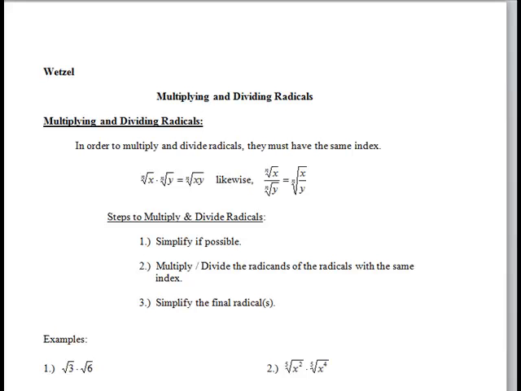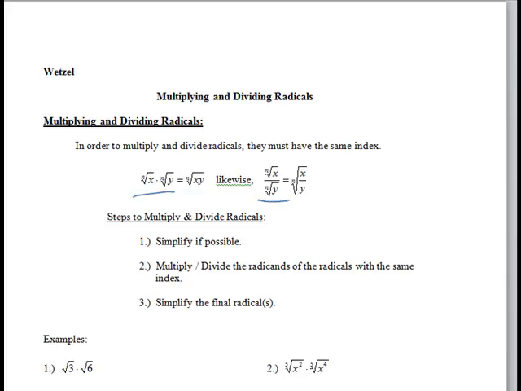Multiplying and dividing radicals. In order to multiply and divide radicals, they must have the same index. For instance, the nth root of x times the nth root of y, multiplying two radicals with the same index, you can basically combine the two radicals into one, giving you the nth root of x times y. Or in other words, you can simply multiply the two radicands together.